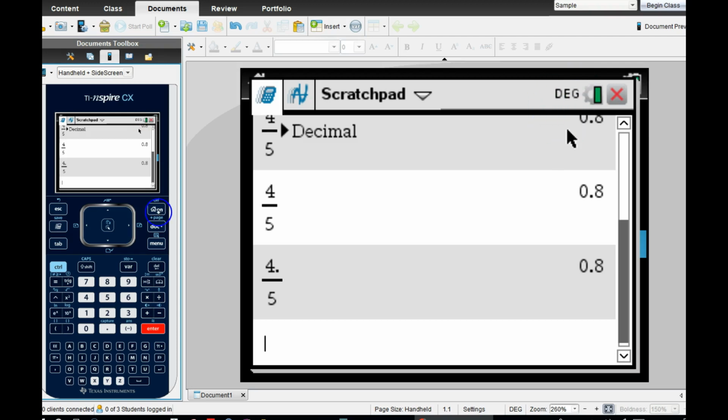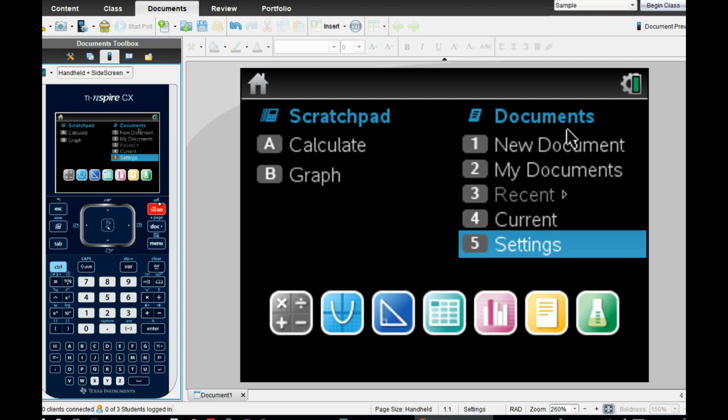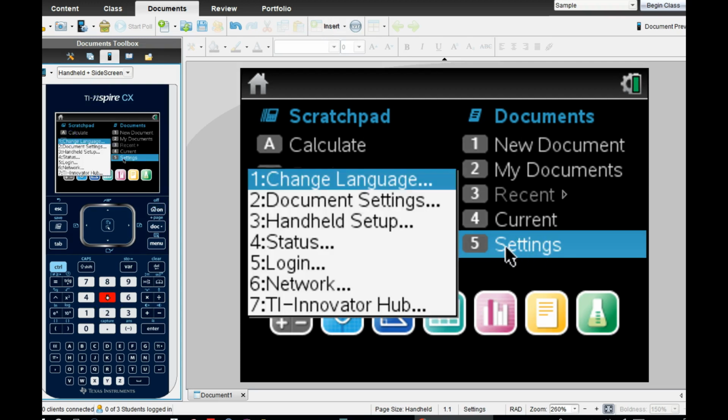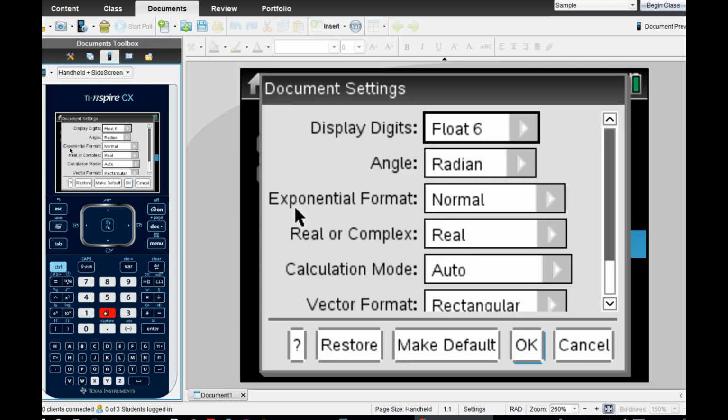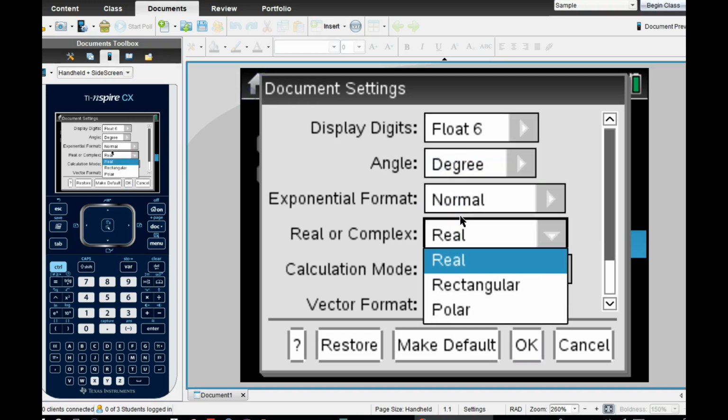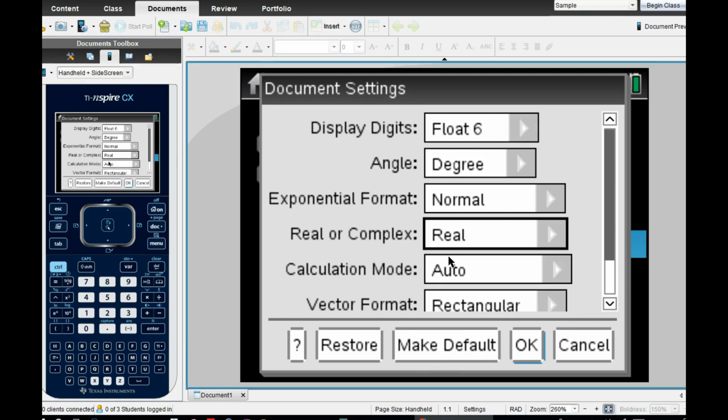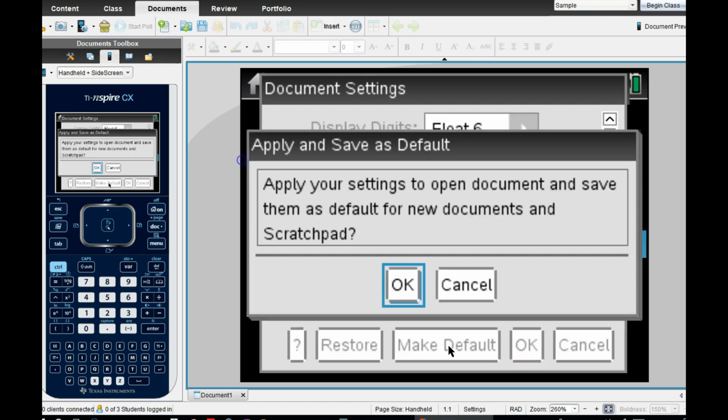So you're going to press the on button to go to your home screen. You're going to press number 5 for settings, number 2 for document settings. Now you'll see where it says angle. We want to change that to degrees. So just go ahead and use your arrows to go down, change that to degree. And the important part is you want to make default. So at the very bottom, all the rest of the settings are fine. You just want to change the angle to degree. So you want to make the default.